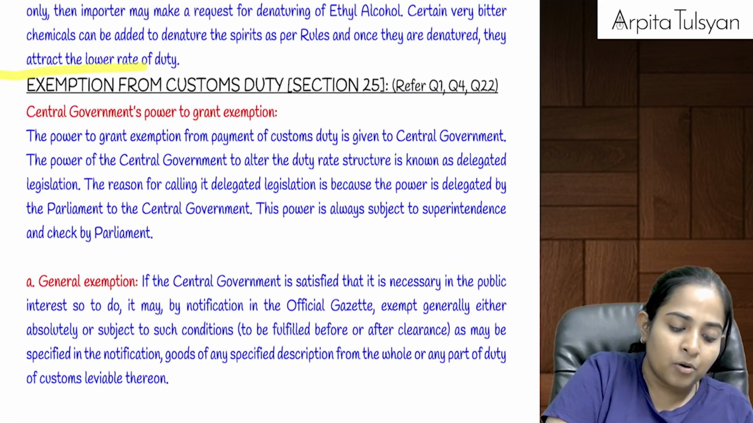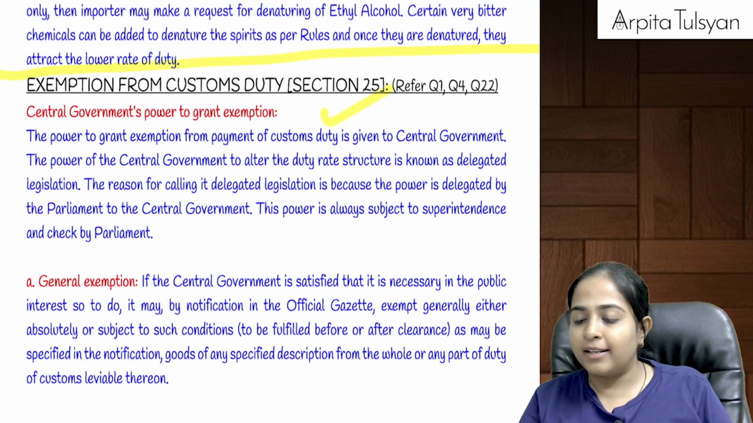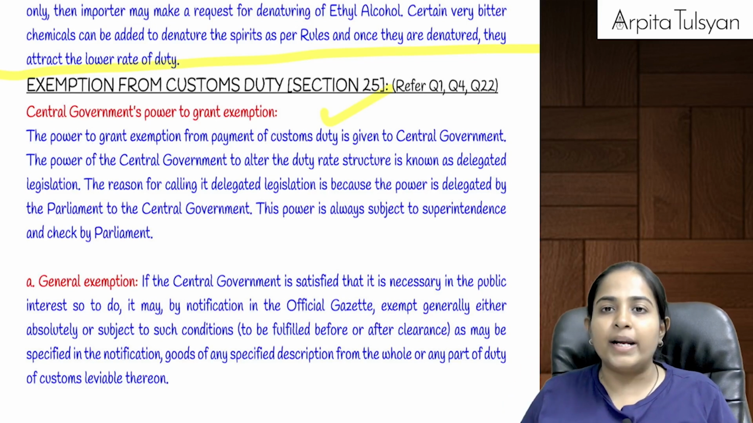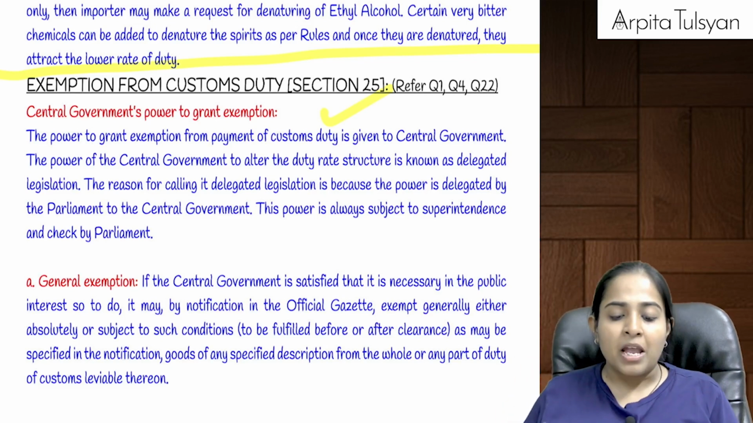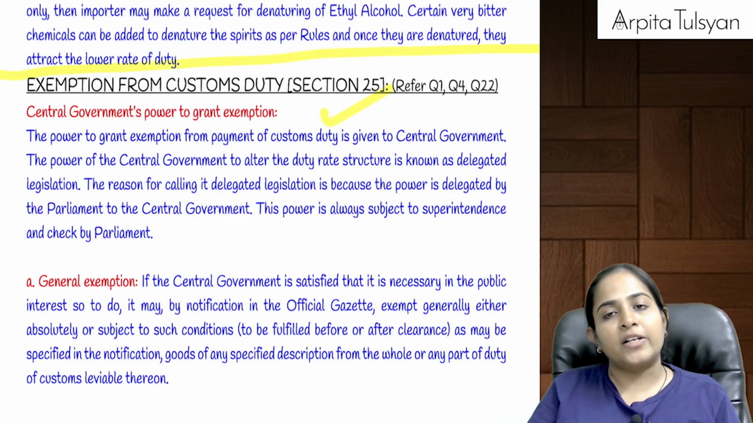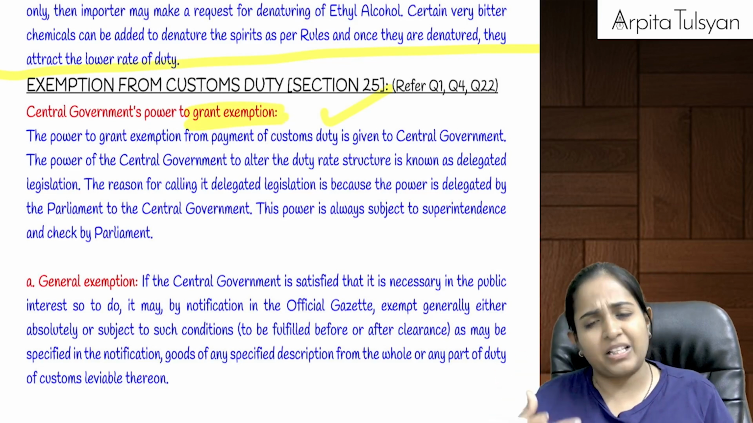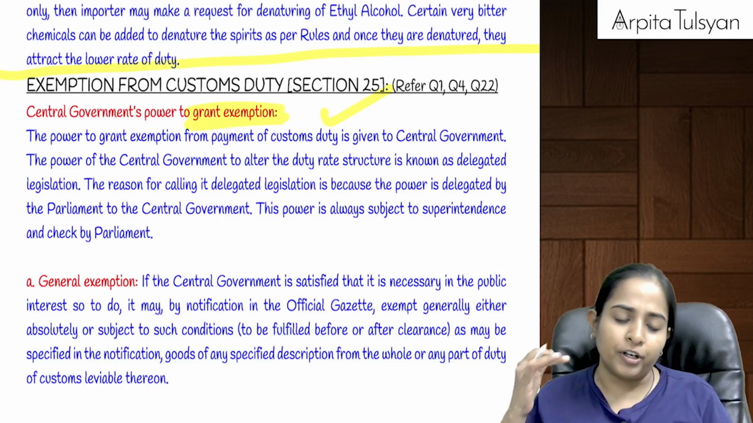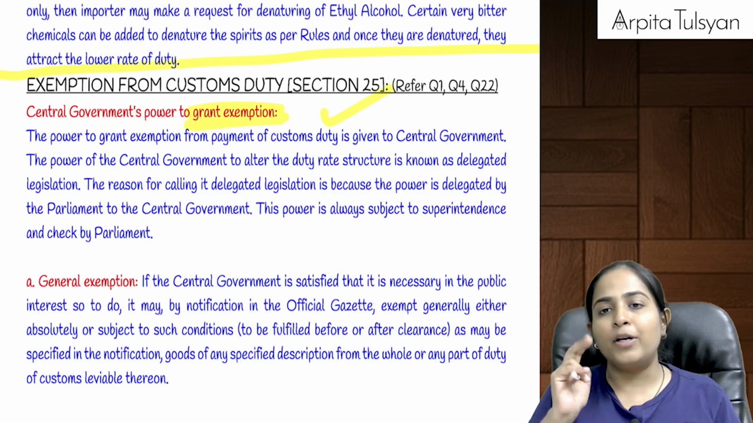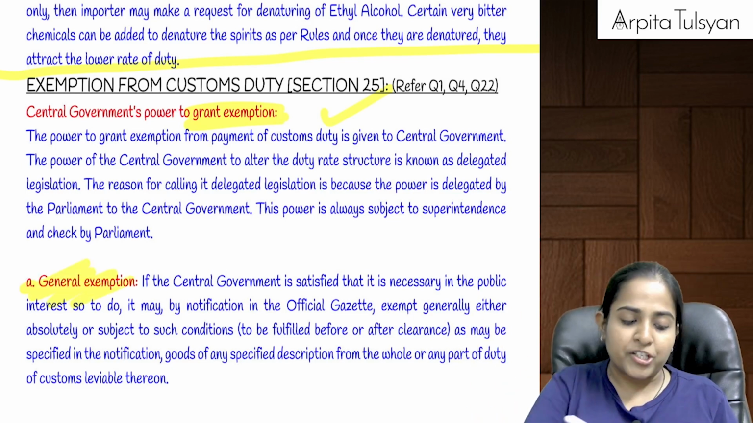Now going on to the next section, that is section number 25. We have three sections to do now: Section 25, 25A, 25B. Section number 25 talks about exemptions from the customs duty. The central government has the power to grant exemptions from duty structure, rate of duties and all those things. There can be two types of exemption. One is general exemption and the other is special exemption.